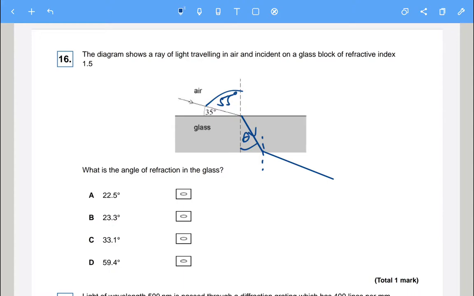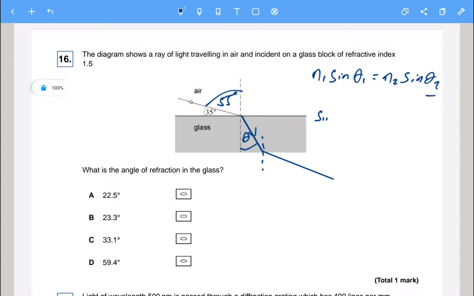Okay. So this angle we would get using Snell's law. That's pretty straightforward. It's n1 sine theta 1 equals n2 sine theta 2. And all we need to do is a bit of funky maths and rearrange to find theta 2. So we do that straight away. Sine theta 2 will be n1 sine theta 1 divided by n2, and then just do inverse sine. I'll do it step by step.